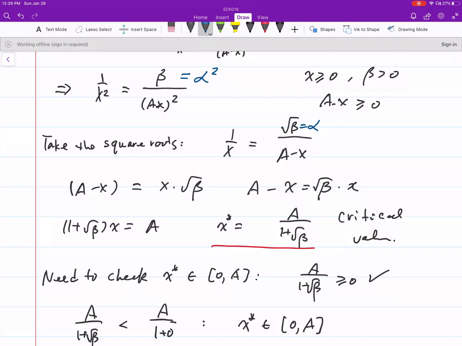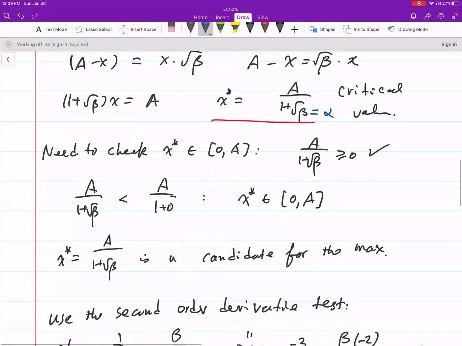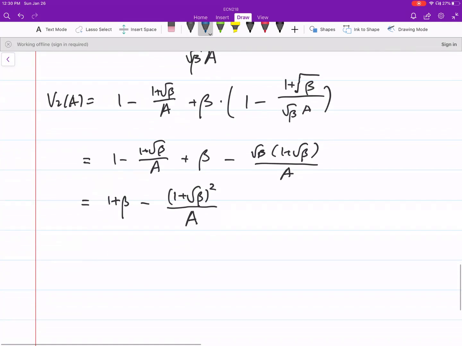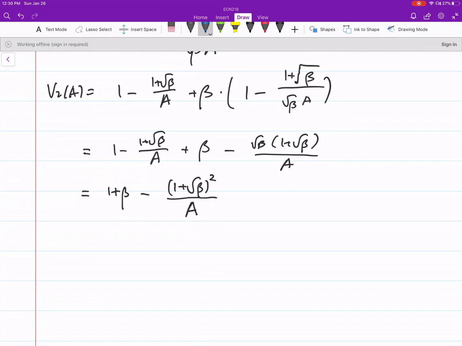So our solution will be simply x star is equal to a over 1 plus alpha. So that was the motivation. It's unnecessary, but on the other hand, it makes the algebra look simpler. So we make this change, calling beta equal to alpha squared, and then this is what we have in terms of alpha: 1 plus alpha squared, minus 1 plus alpha squared over a.